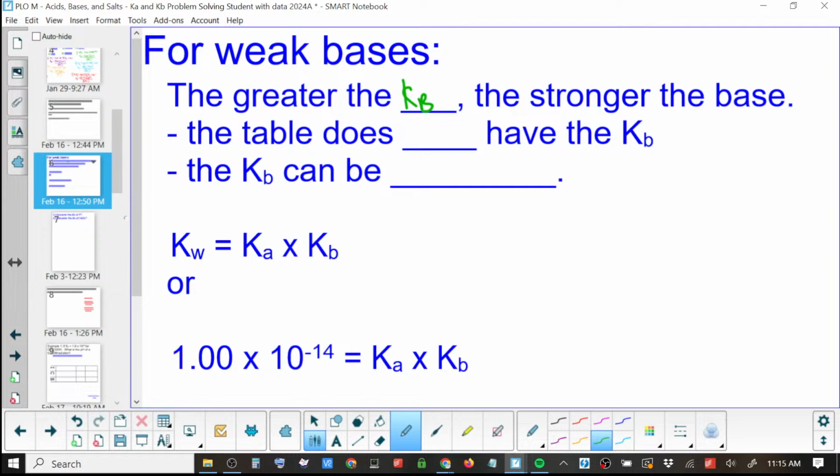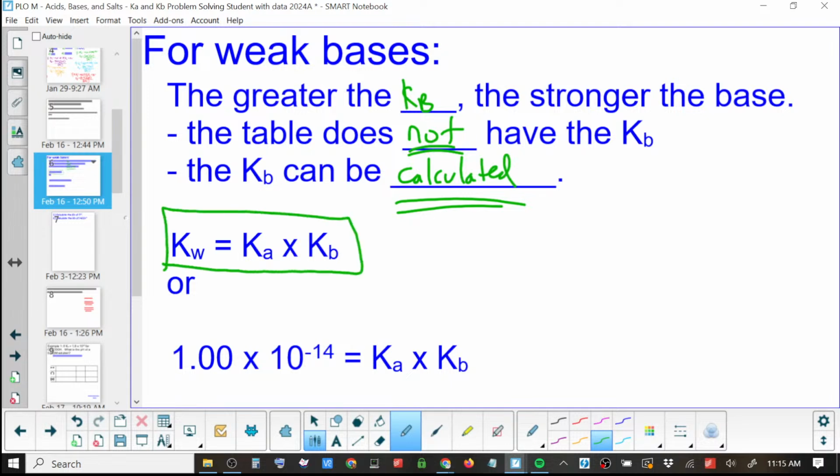Did the table have Kb written on it? There's no Kb. It did not have the Kb. But the Kb can be calculated. And it is with this formula. Kw is equal to the Ka times the Kb.